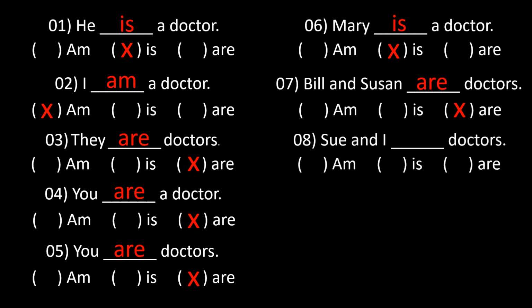Now, Sue and I. Yes, two people again, plural. Sue and I is equivalent to we. So we are doctors. Sue and I are doctors.